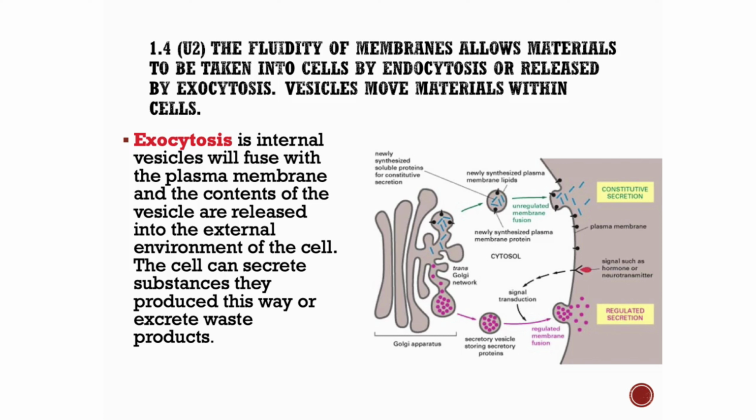Exocytosis. In exocytosis, an internal vesicle will fuse with the plasma membrane and the contents of the vesicle are released into the external environment of the cell. The cells can secrete substances they produce this way or excrete waste products, such as we see in the Golgi apparatus. When the rough endoplasmic reticulum sends proteins to the Golgi apparatus to work on them, the Golgi apparatus also creates the lysosome and certain proteins.